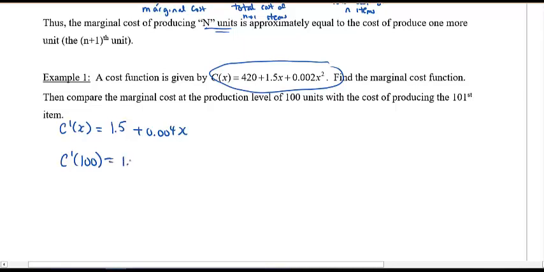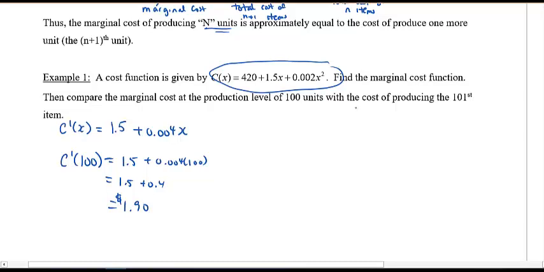And if I asked you to find the marginal cost at the 100th unit that's being produced, you would just plug in 100, and then you would calculate, and I think that's 0.4, or 1.4, so that's $1.90. So really what I'm saying is the marginal cost, the change in the cost structure, if I've given one extra item, is approximately $1.90.